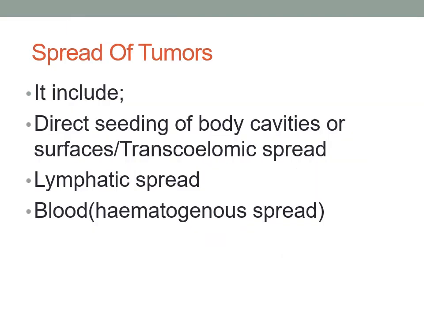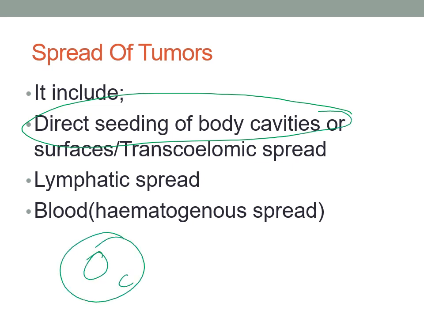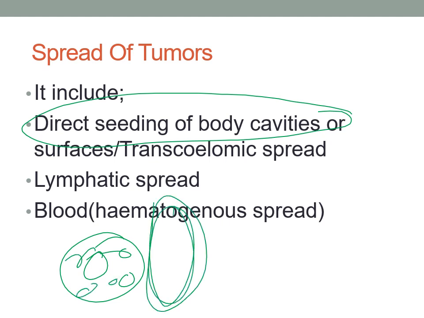Okay, mode of spread. Mode of spread of tumors. The tumors can spread in 3 modalities. They can have direct seeding. Direct seeding is, for example, we have the organ here which has a neoplastic cell, and this is another organ which is very close to this organ. So this neoplastic cell tends to spread directly to this nearby organ. This is direct seeding.